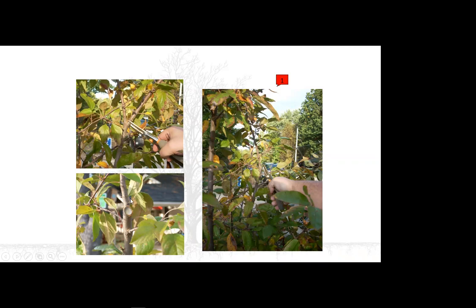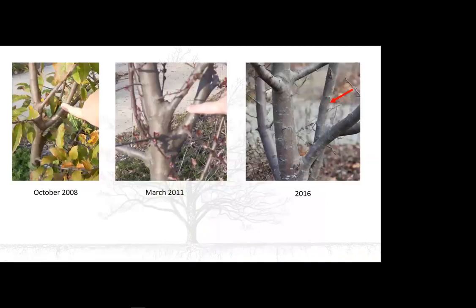So what happened as a result of this over the next several years? Well, this is what it looked like in 2008, almost the same diameter. You can see that just 3 years later, the trunk of the tree was much bigger than that potential codominant leader. And by 2016, significant difference in the diameters. And so I have left this branch on as a scaffold branch for the canopy.